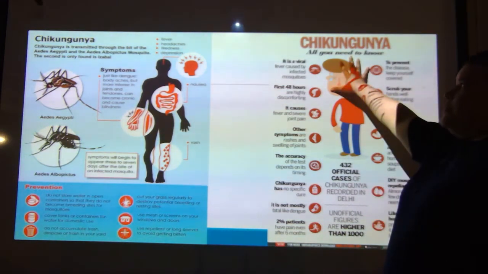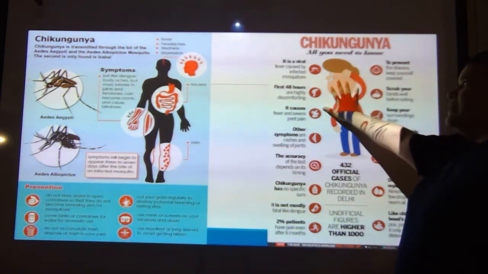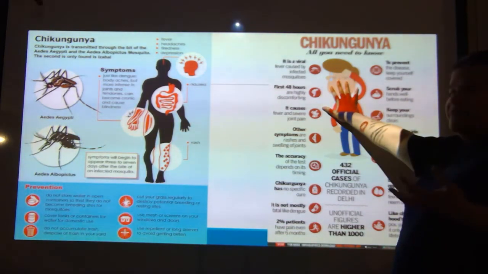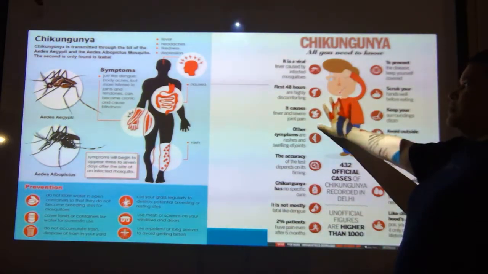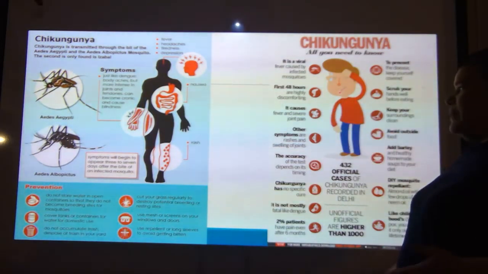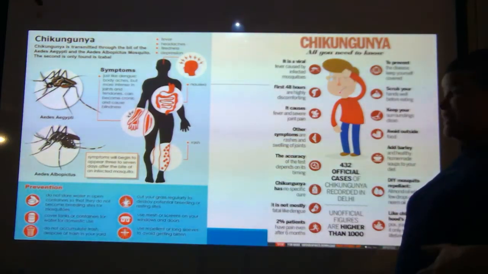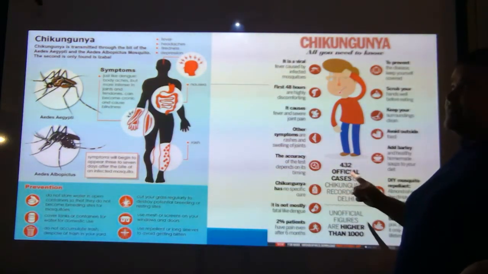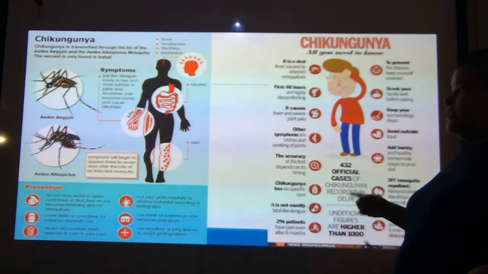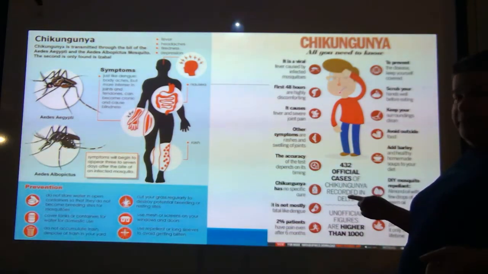I said this before, it's viral and it's caused by infected mosquitoes. In about the first 48 hours, you're going to have high levels of discomfort. It's going to cause fever and severe joint pain. Other symptoms are rashes and swelling, specifically in the joints. The accuracy of testing for this particular disease depends on timing.